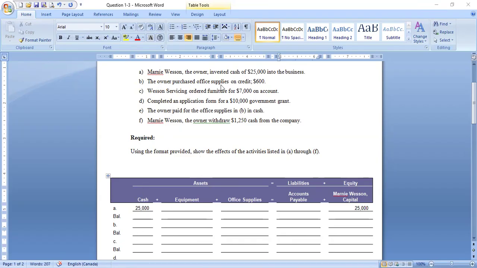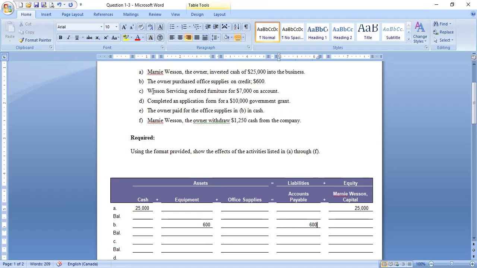B, owner purchased office equipment on credit, or on account, for $600. So what does the company get? Equipment for $600. And what else do they get? They increase something else: liability. Before, at this point, they didn't have liability, but now they do. So the liability increases. With the cash that they have and the equipment that they have, they also have outstanding liabilities, owing to the owner, correct?